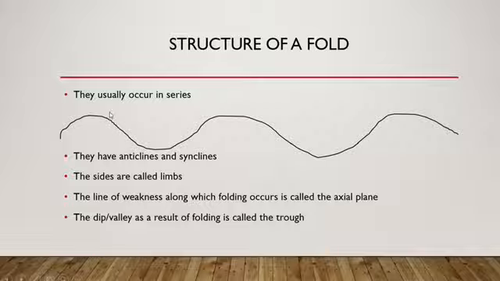Now we have deep valleys, and the deep valleys, that is what we call the trough. So in the syncline is where we have the trough. So this side is called the trough. We have the axis, which is the axial plane, where we have the line of weakness. We have the limb, which is the side. We have the anticline, which is the upfold, and then the downfold, which we call the syncline. Are we okay with that?